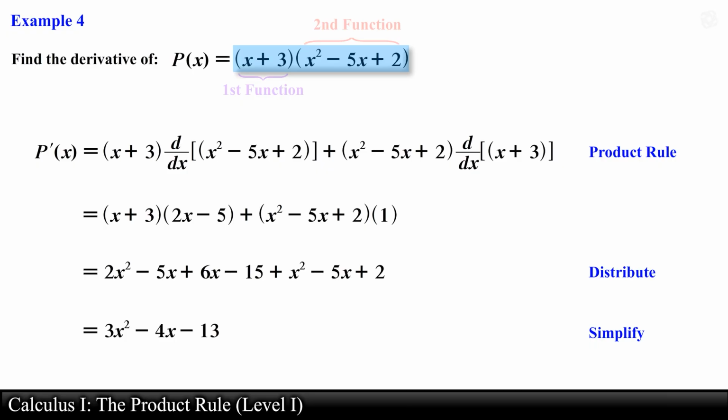Notice that we could also find the derivative of this function by distributing the binomial and then taking the derivative of each term, like we did in the previous video. Either method would generate the same expression.